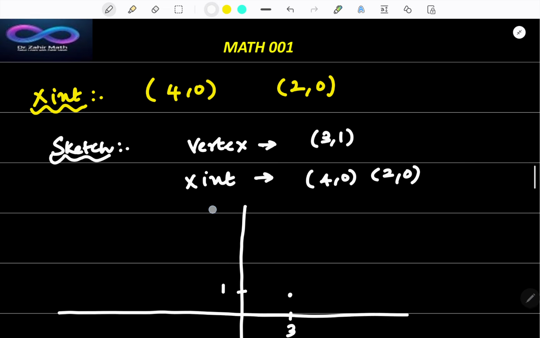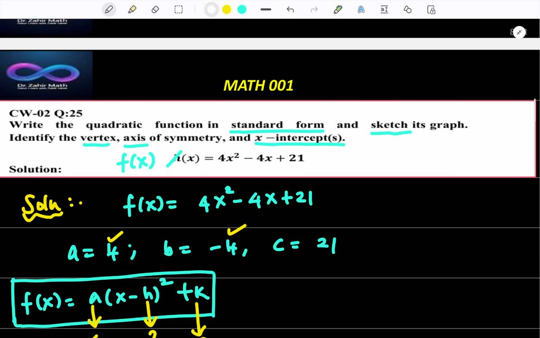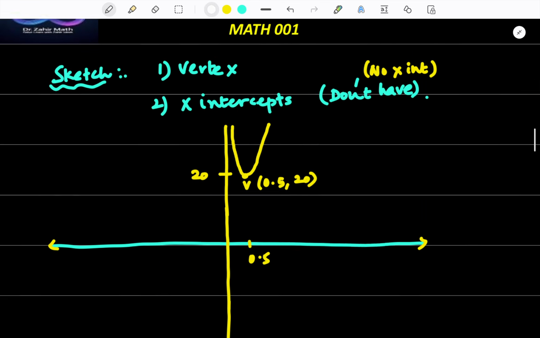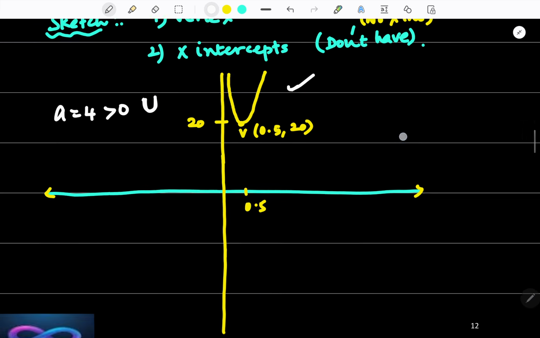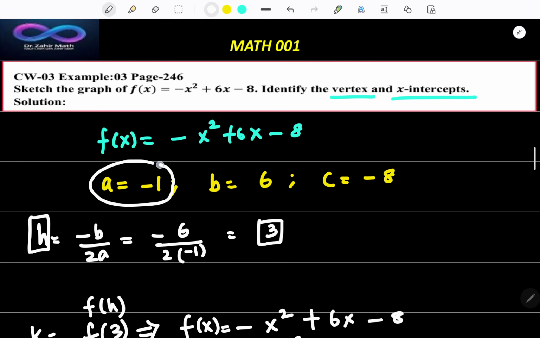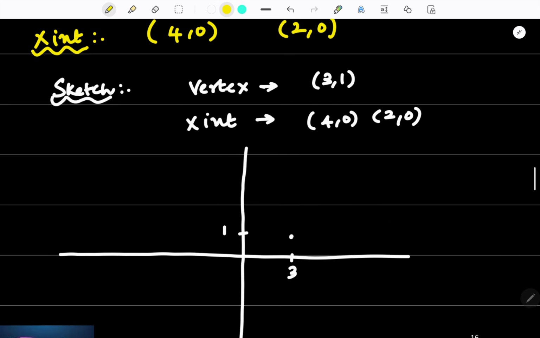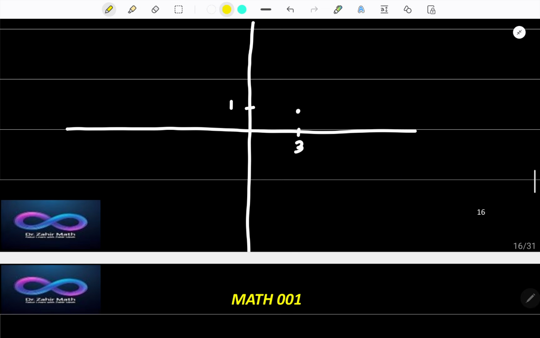Now look at the a value. I didn't tell the a value in the previous question. A value is positive, right? The previous question, a value is positive. A is 4. So that I didn't say. A value is 4. So which is more than 0. The parabola will be like this. So what is the value of a here? For the third question, a is equal to -1, right? A is -1, definitely it will be what? A is equal to -1, which is less than 0.